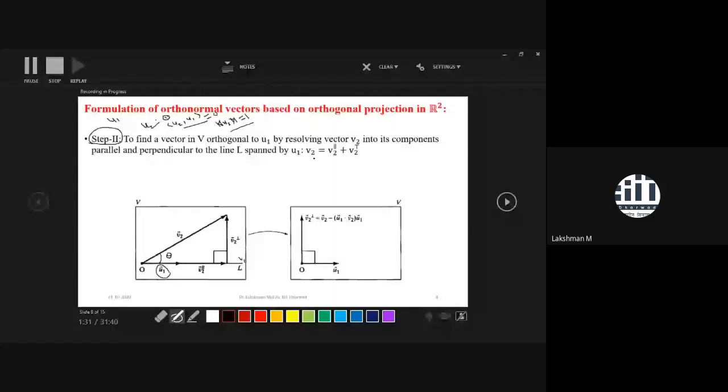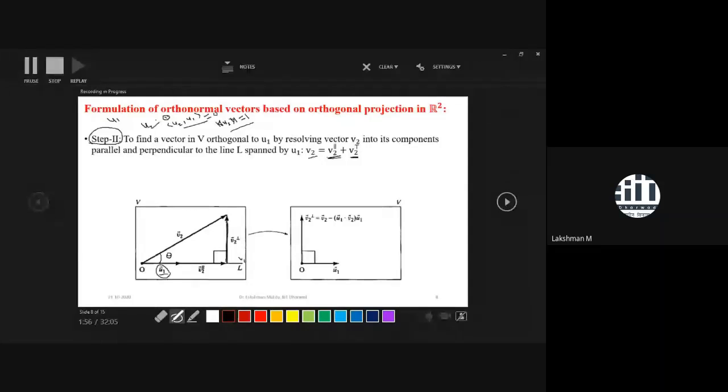That means project V2 along the line. So that would be this V2 parallel, the projection of V2 along the line, in the direction of U1. The other is the orthogonal part of V2's projection. So this is V2 perp. V2 perp is always perpendicular to the line.